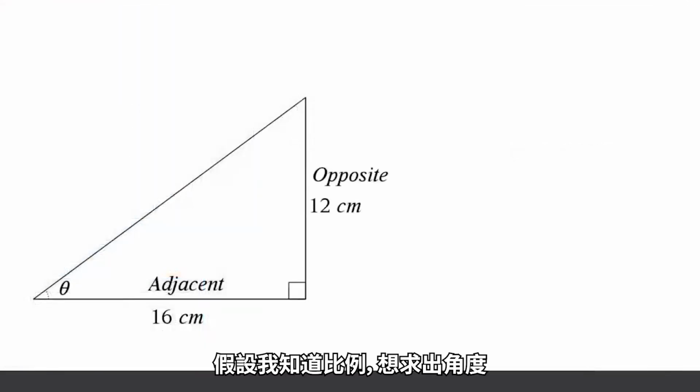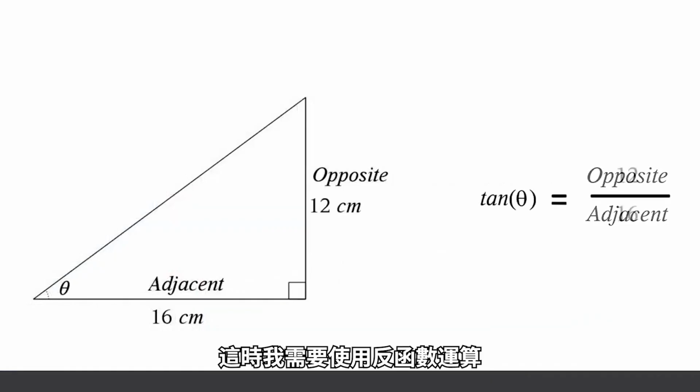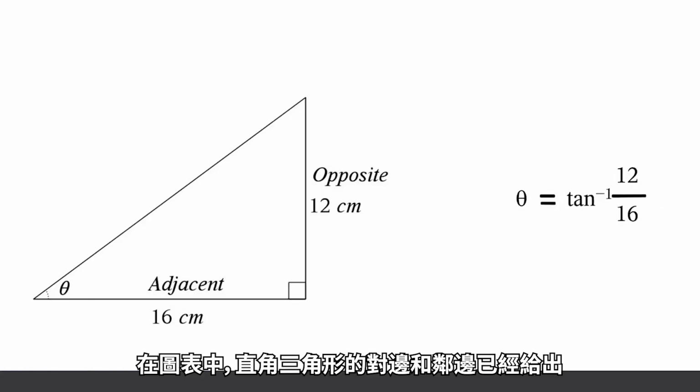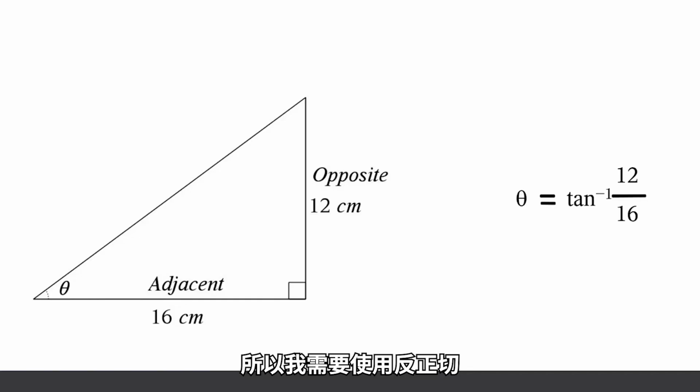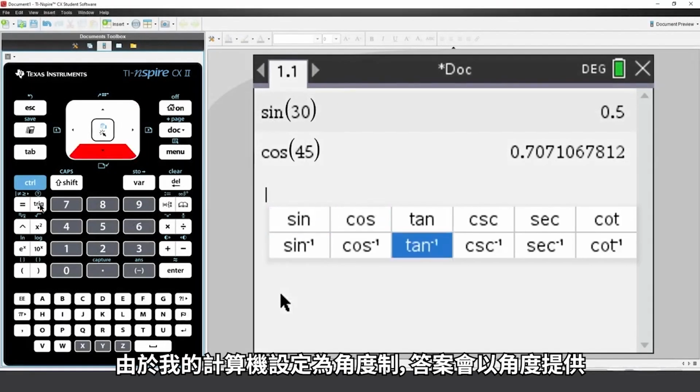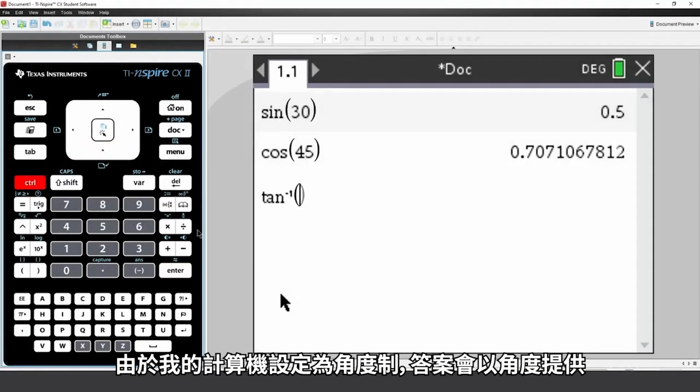Suppose I know the ratio and want to determine the angle. That's when I need to use the inverse operation. In the diagram, the opposite and adjacent sides of the right-angled triangle have been provided, so I need to use inverse tan. Since my calculator is set to degrees, the answer will be provided in degrees.